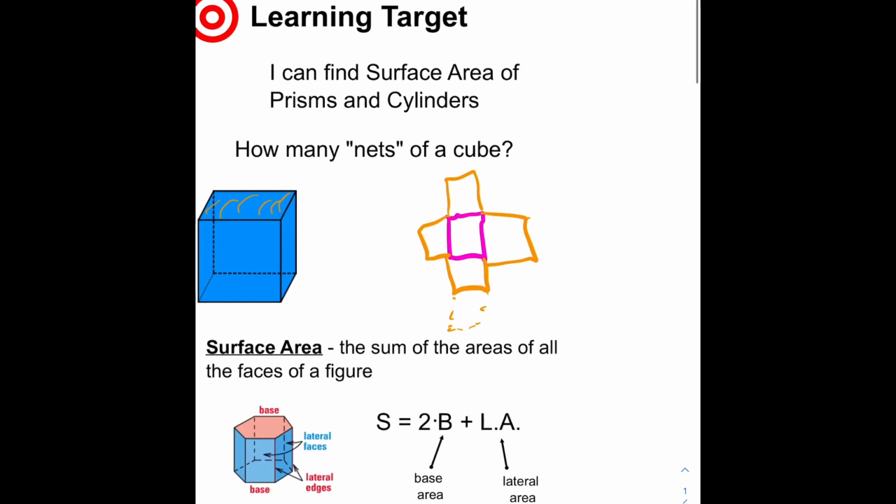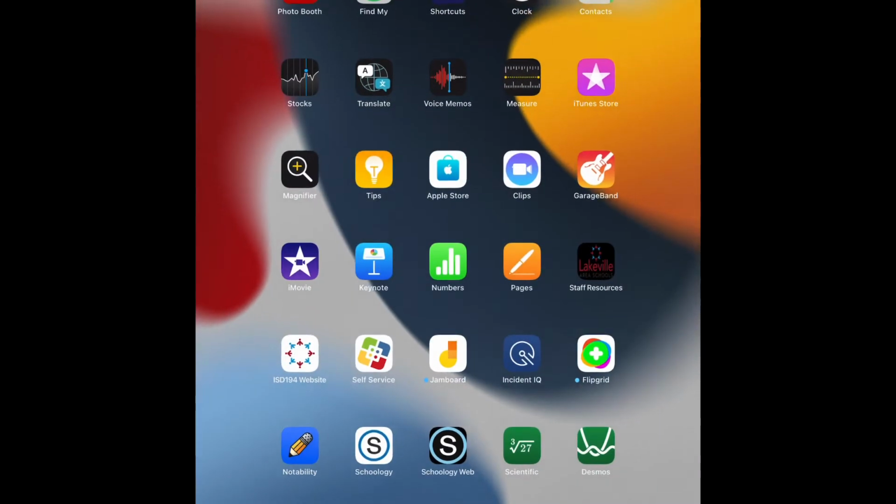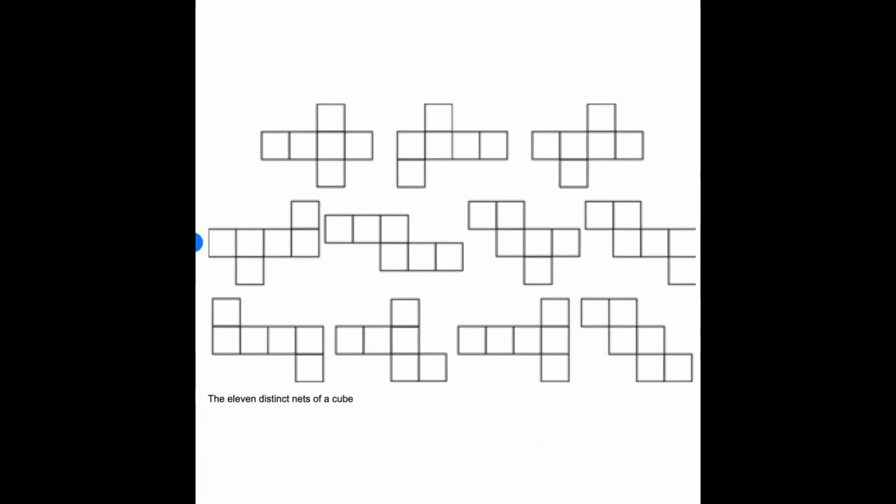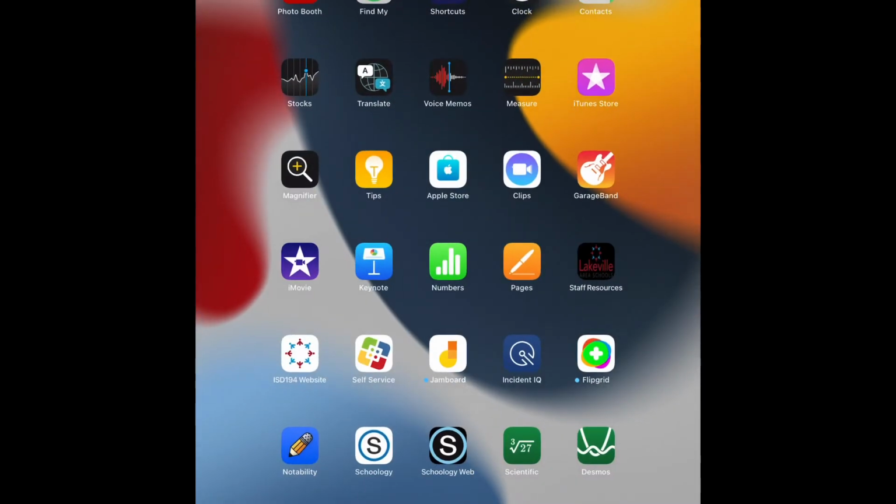So how many different nets of a cube are there? There are quite a few. There are actually 11. So if we take a look at these again, think about folding up this cube. If you were to fold it up and have all these different angles or combinations, you'd get a total of 11.